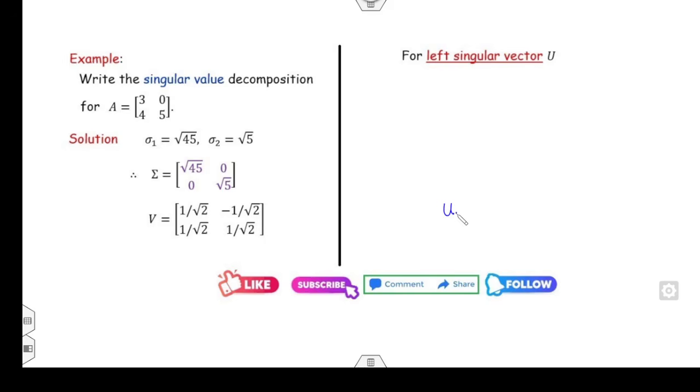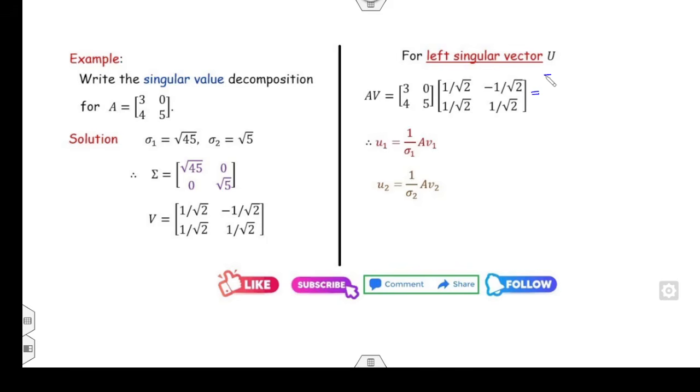How can you find U? So I can use the equation u_i equals 1 over sigma_i times A times v_i. Fine. We know the value of sigma, we know the value of A, and then we can multiply with the matrix. So A is 3, 4, 0 and 5. I can multiply by V. Fine. And then what is the answer? If you multiply them, 3 divided by root 2 plus 0, minus 3 divided by root 2 plus 0, 4 minus 4 plus 5, 1 over root 2.